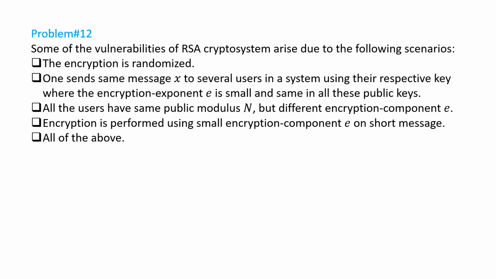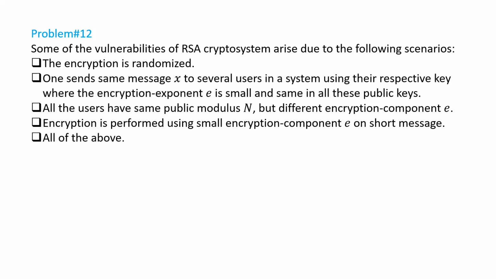Some of the vulnerabilities of RSA crypto system arise due to the following scenarios. The encryption is randomized. One sends the same message X to several users in a system using their respective keys, where the encryption exponent E is small and the same in all these public keys. Third statement says all the users have the same public modulus N, but different encryption component E. Fourth statement says that encryption is performed using small encryption component E on short message, and then all of the above. So basically they are talking about some of the vulnerabilities of RSA crypto system.